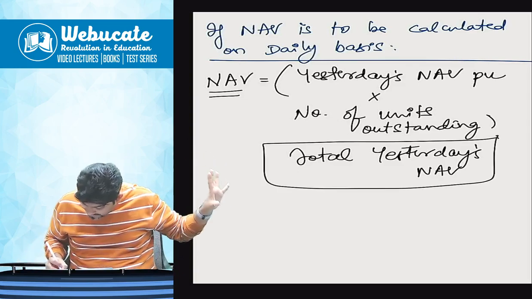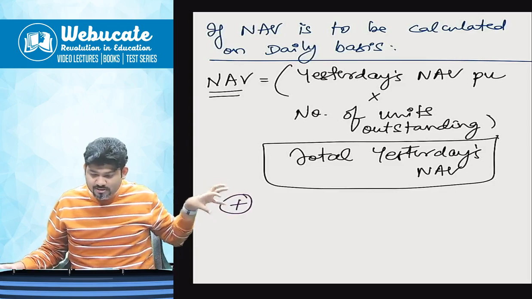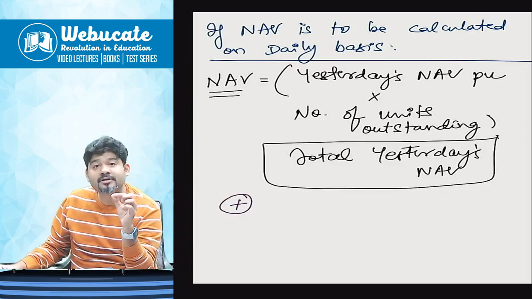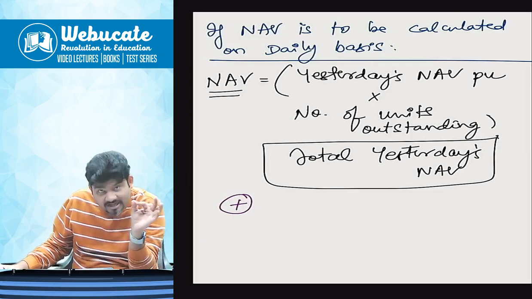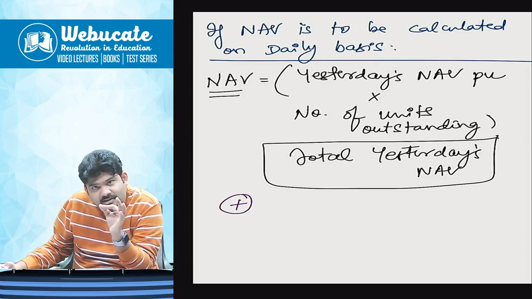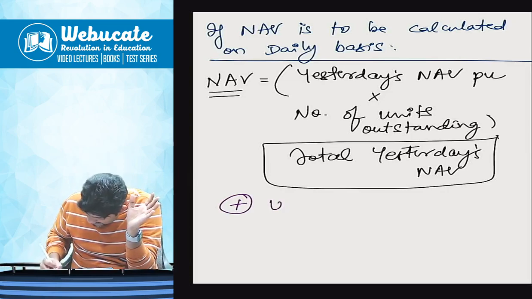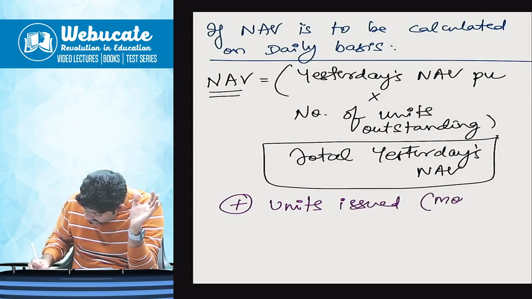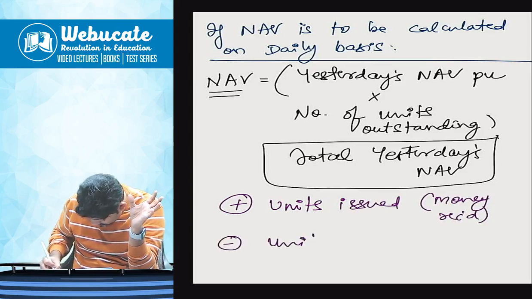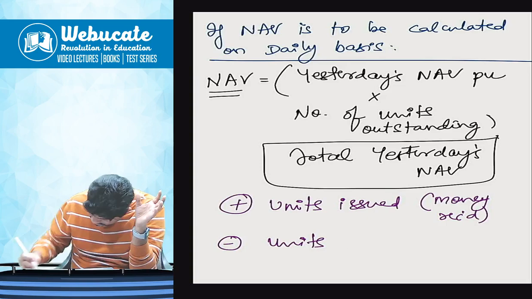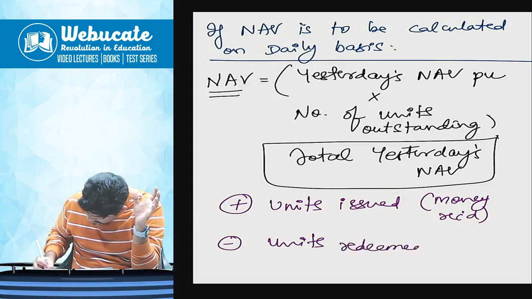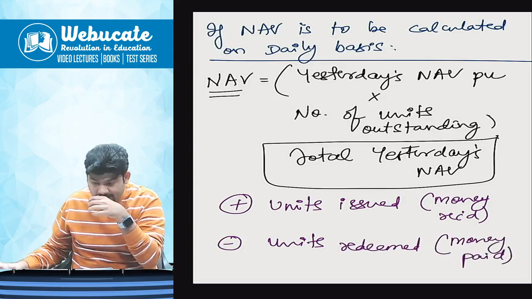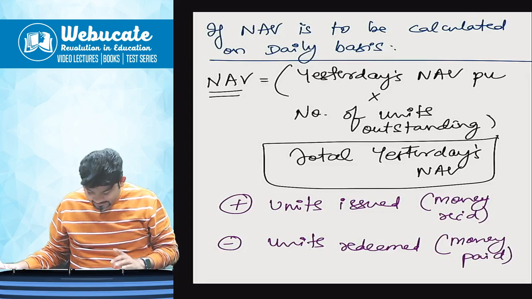To this, we will add what? We will add the units issued and units redeemed, right? So, add units issued. When you issue units, you will receive money. Money received. And units redeemed, for which we will say money paid. Got it, everyone?